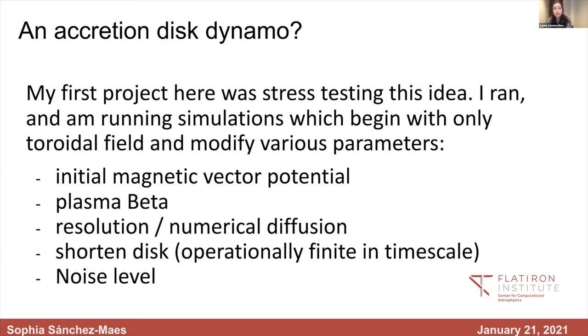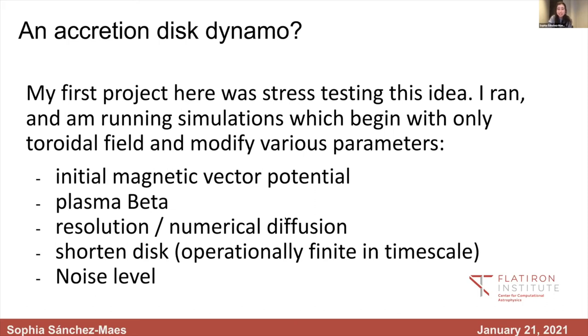I modified the plasma beta in the simulations. What is plasma beta? It's the ratio of the plasma pressure to the magnetic pressure. And so modifying plasma beta means I'm modifying the level of the toroidal field here. I changed the resolution of the simulations within these various runs, which means that I'm really changing the amount of numerical and actual diffusion that's present in this simulation.